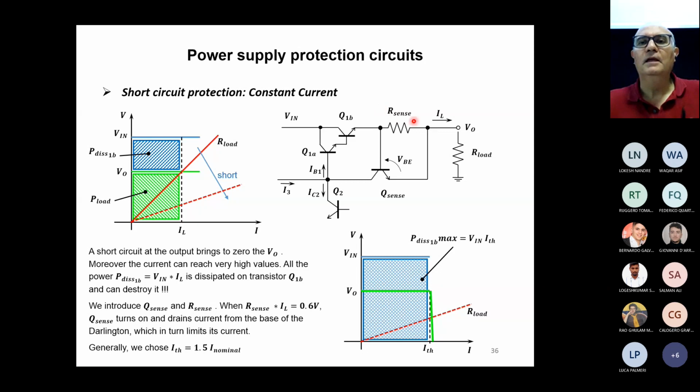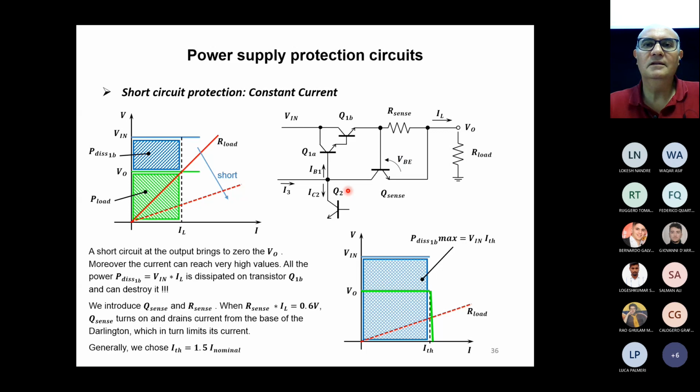Okay, so I was saying, if the IL current is low, we don't have a voltage drop here that is higher than 0.6 volts. So this transistor is switched off, and the Q sense doesn't work. So we don't have any change with respect to what we have seen before. But if for a certain value of IL, we reach 0.6 volts across the R sense, this transistor will start working.